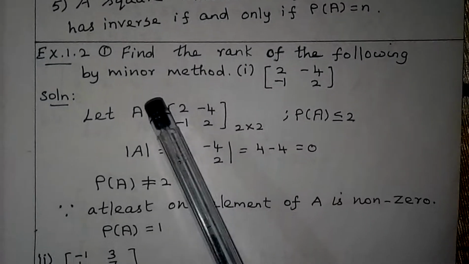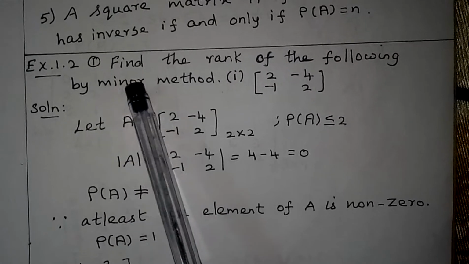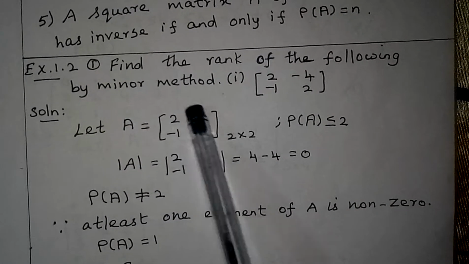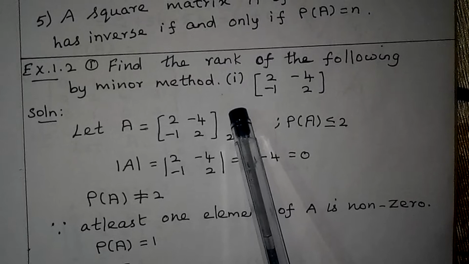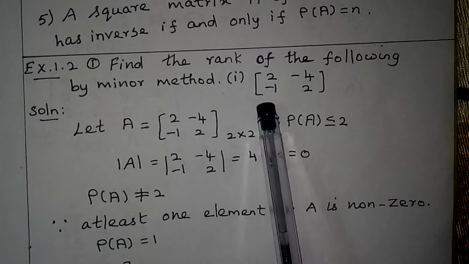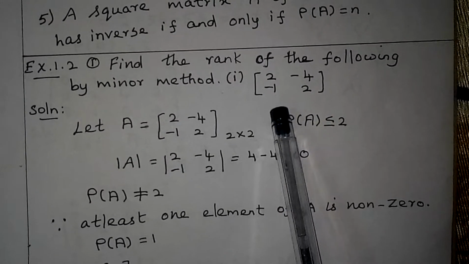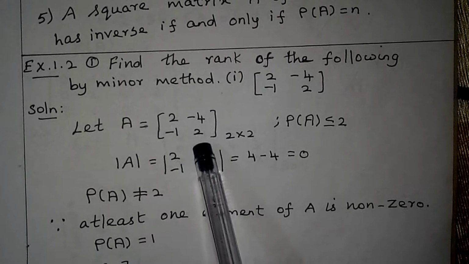Now we can see the sums. Exercise 1.2, first sum. Find the rank of the following by minor method. So we are going to see how to find the rank using the minor method. The first subdivision: matrix 2, minus 4, minus 1, 2. First you take the given matrix as A. Let A be the given matrix.